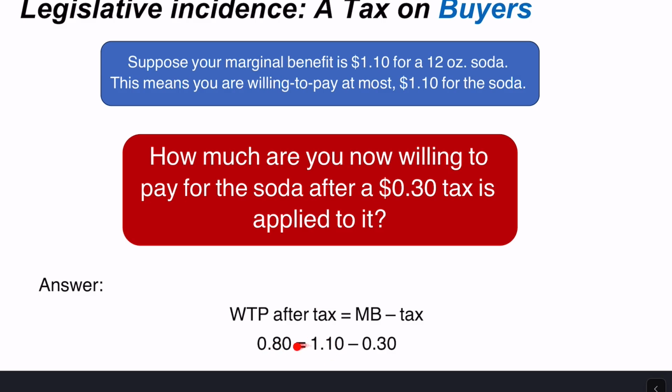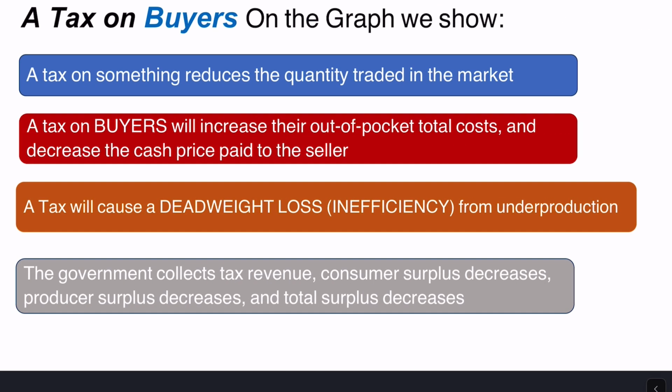So for that unit, we're going to shift down the demand curve, shift down that willingness to pay by the amount of the tax. All right, so that's going to be the key here, why we're going to be shifting this demand curve.